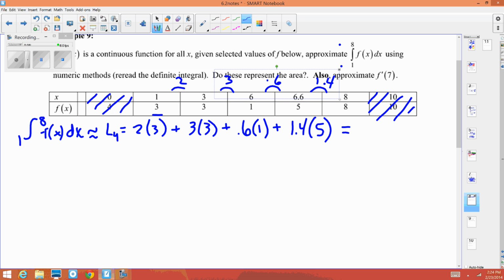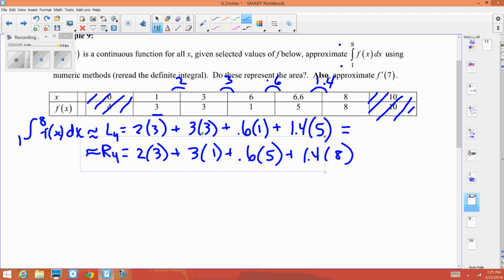don't have to either. Another method would be the right hand endpoints. So this time it's going to be 2 times 3 plus 3 times 1 plus 0.6 times 5 plus 1.4 times 8. We can't really do the midpoint here because we don't have equal distances. We don't have enough information to really do that midpoint.